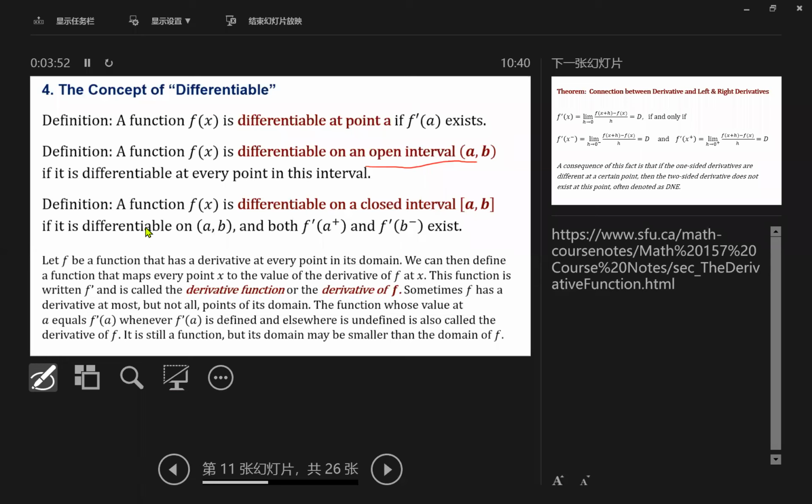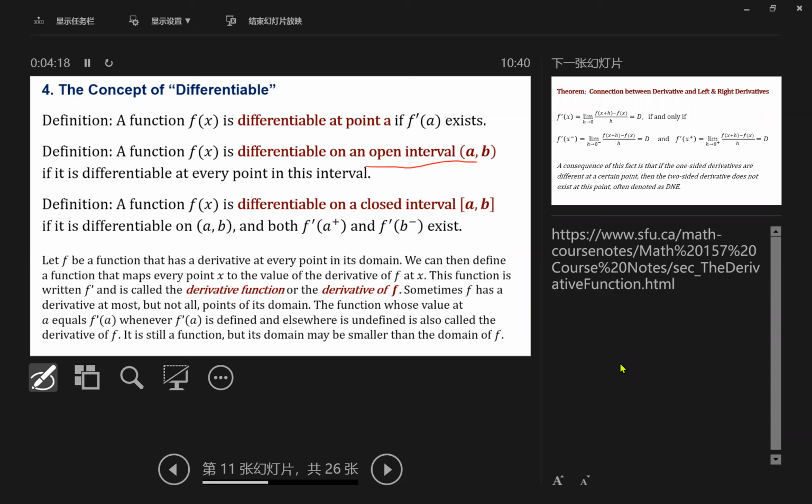You need to be cautious. Let f be a function that has a derivative at every point in its domain. You can then define a function that maps every point x to the value of the derivative of f at x. This function is written as f prime, and it's called the derivative function or the derivative of f.